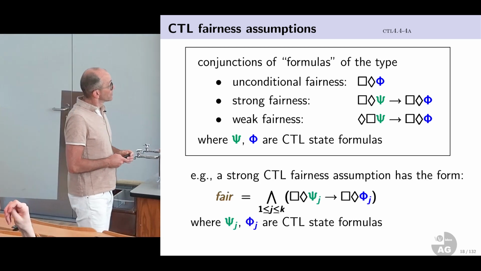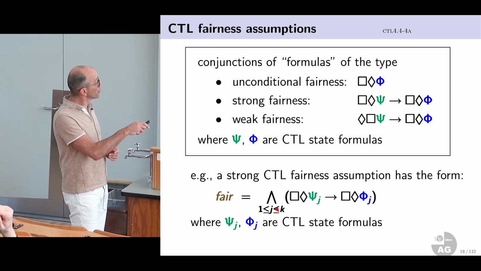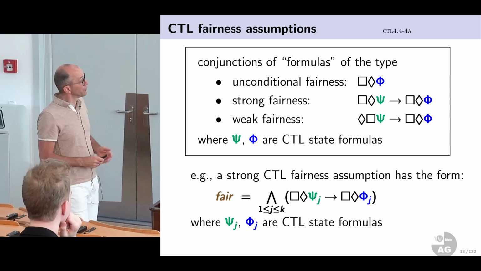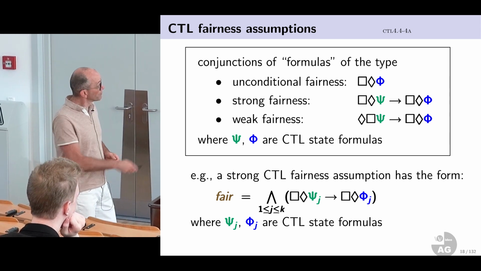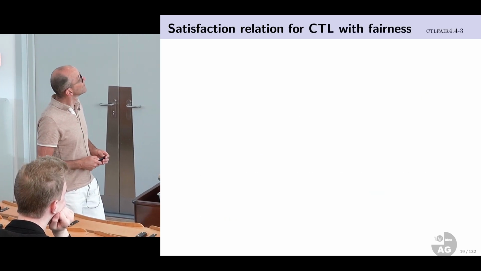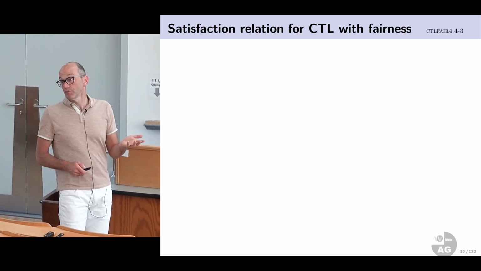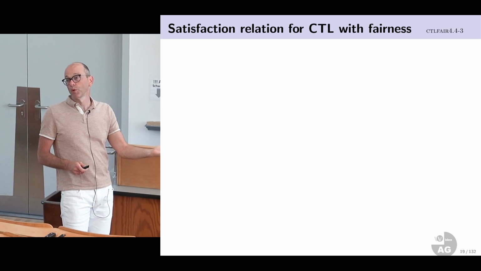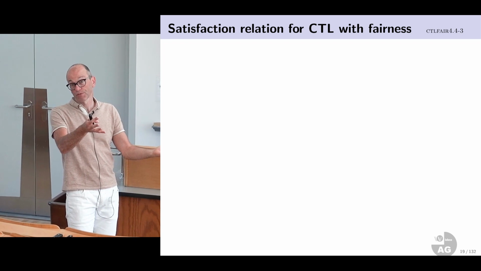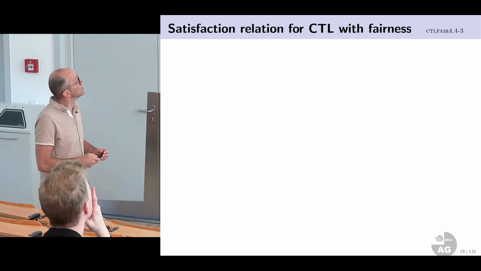Good. So for instance, strong fairness simply has the form of a conjunction of several strong fairness assumptions: infinitely often psi j, then you infinitely often have phi j. The important point is that those psi's and phi's are state formulas in CTL. That means that now we have to define a new satisfaction relation, because we have a CTL formula that we want to check, we have a state, and we have those fairness assumptions, like a mixture of coding it up in LTL and CTL state formulas.